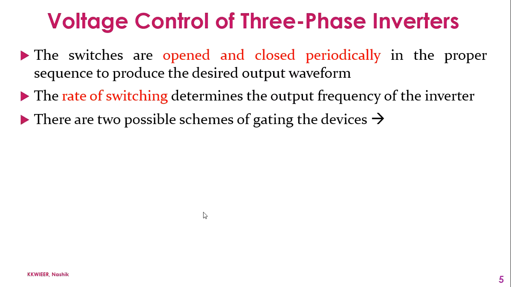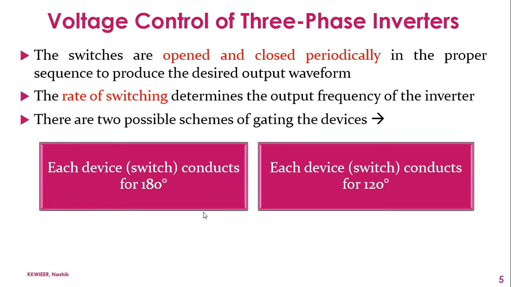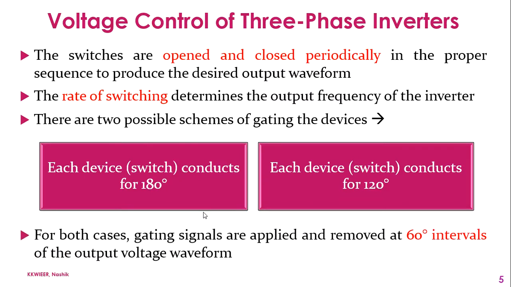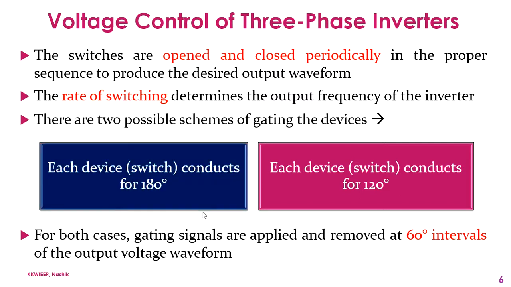There are two possible schemes of gating these devices. In the first, each device switch conducts for 180 degree, and the second scheme is that it conducts for 120 degree. For both cases, the gating signal is applied and removed at 60 degree intervals of the output voltage waveform. So in this video, we are going to learn that each device conducts for 180 degree, that is, this first mode of operation.